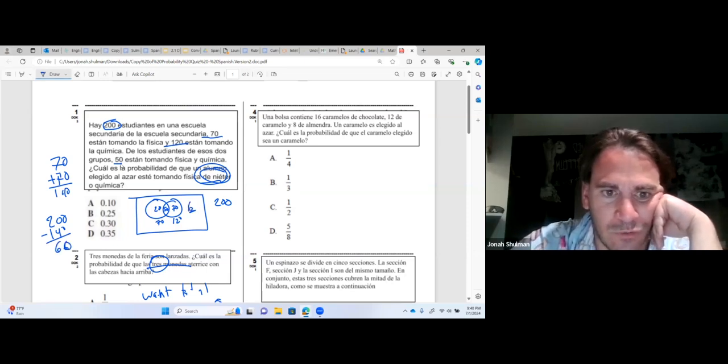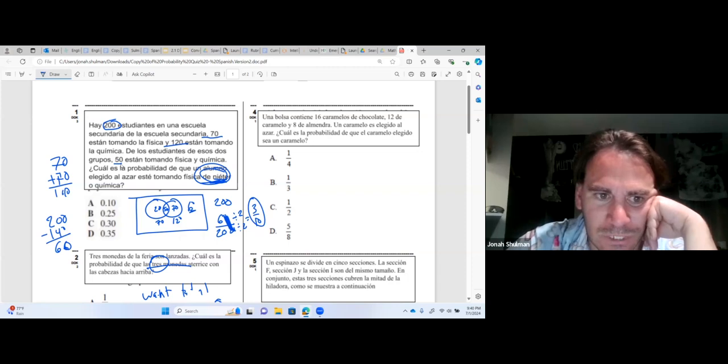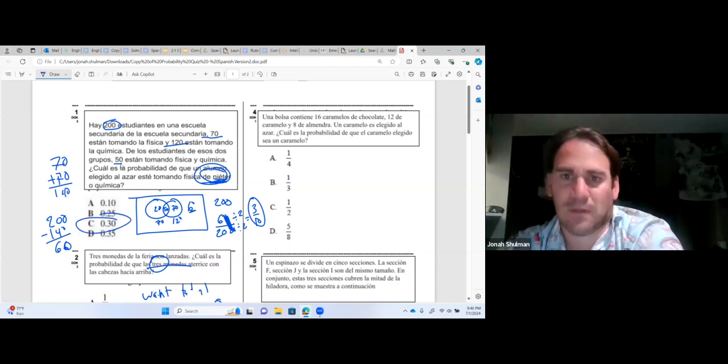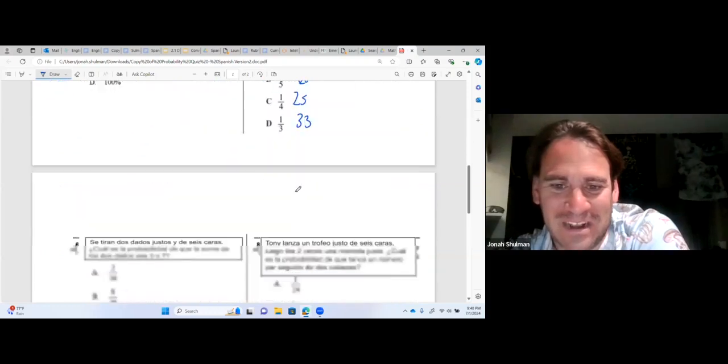So this is what we want. We want 60, neither. 60 out of 200. I can cross this out, with the zeros crossed out, divide both by 2. And I have 3 out of 10, which is 30%. Nice. So doing these in Spanish is pretty hard, right?